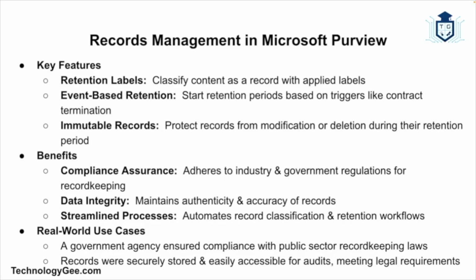There are retention labels that allow you to apply labels to classify content as a record. It offers event-based retention, so you can trigger retention periods based on specific events such as contract termination. And it offers immutable records, so this ensures records cannot be modified or deleted during the retention period.